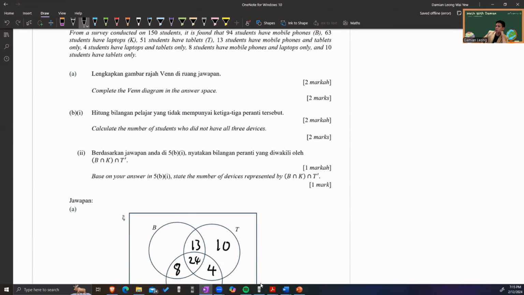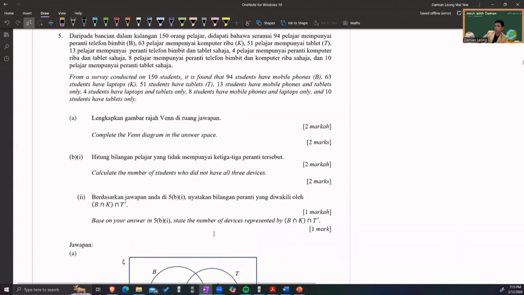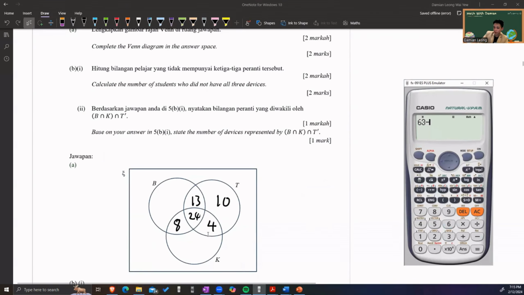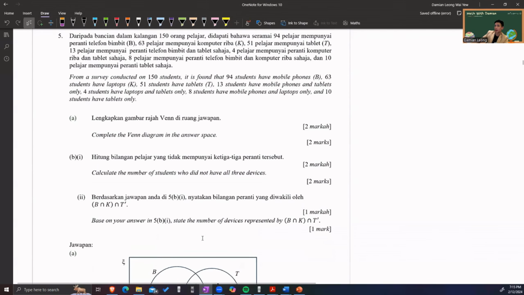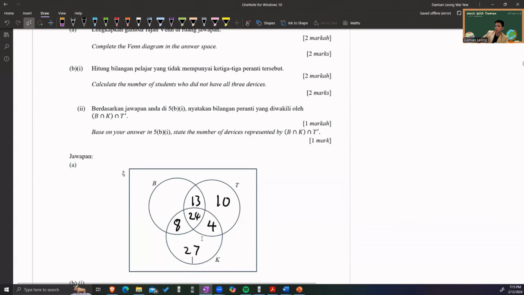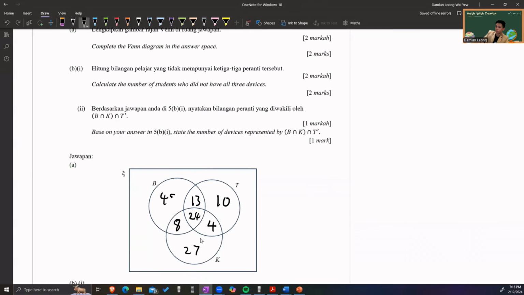63 have laptops, so the whole set K should have 63. So 63 minus 8 minus 24 minus 4, 27. Then 94 students have mobile phones. 94 minus 13 minus 24 minus 8, 49.